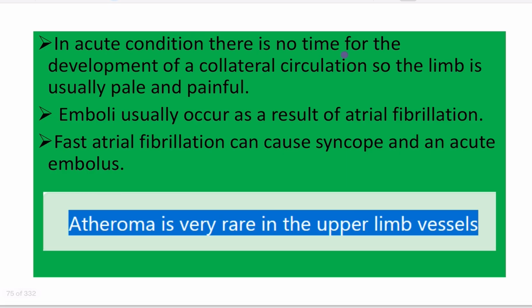In an acute condition, there is no time for development of collateral circulation, so the limb becomes very pale and very painful. So this is very important. In the acute case, it is not possible for collateral circulation to develop, and the emboli usually occur as a result of atrial fibrillation. Fast atrial fibrillation can cause syncope and acute embolus.